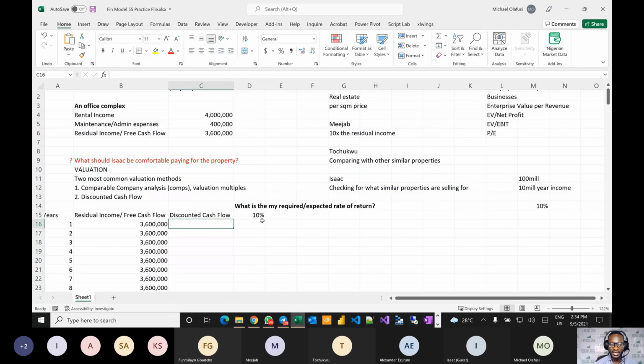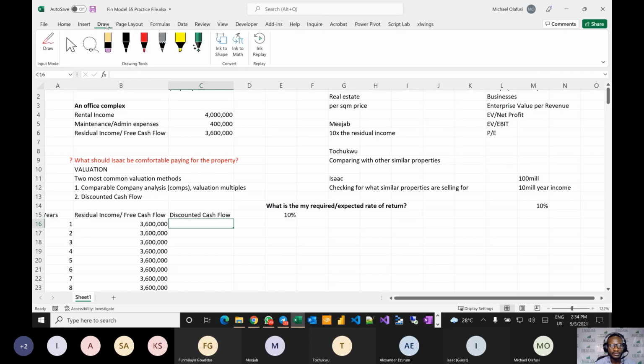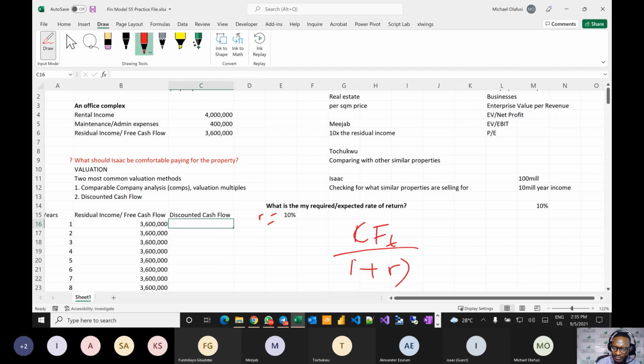So what's the meaning of discounted cash flow? If I take my expected rate of return and I apply it, if you remember the formula, draw. The formula is the cash flow in whatever period T, divided by 1 plus the rate raised to power period T. So with this, we can get our cash flow.